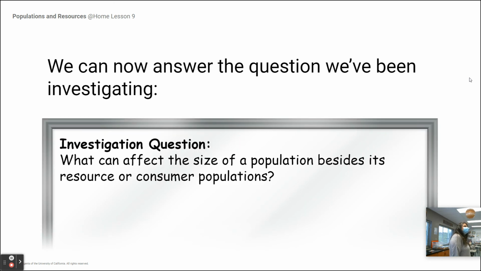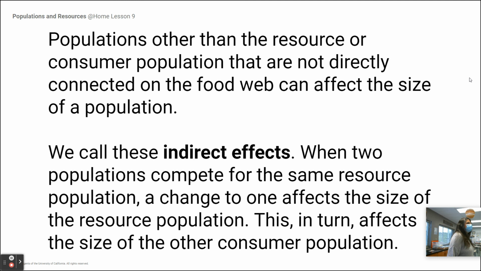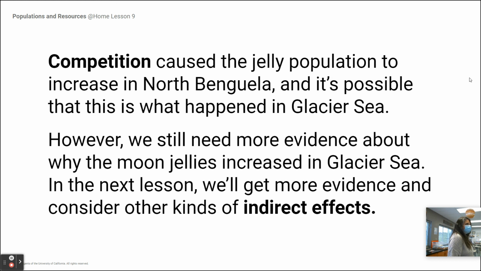So we can now answer the question we've been investigating. What can affect the size of a population besides its resource or consumer populations? Populations other than the resource or consumer population that are not directly connected, so they don't have that arrow going to one another, on the food web can affect the size of a population. We call these indirect effects. When two populations compete for the same resource population, a change to one affects the size of the resource population. This, in turn, affects the size of the other consumer population.